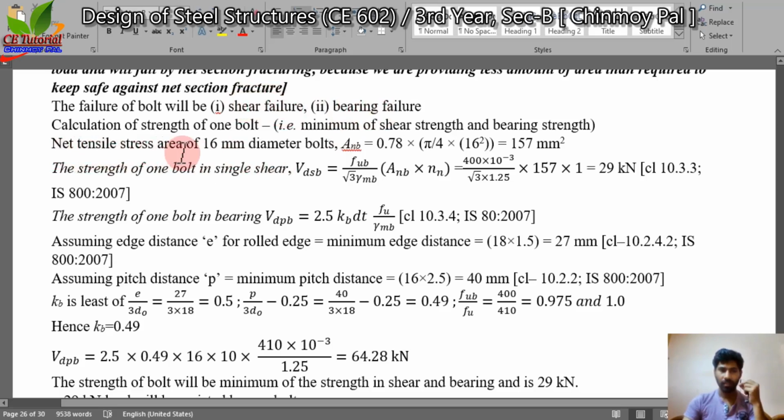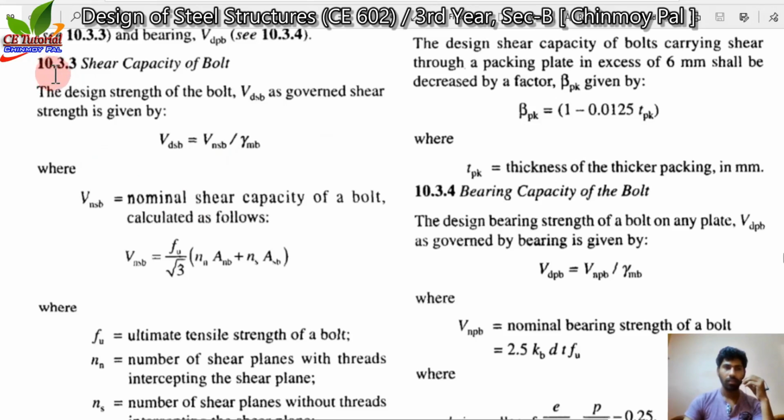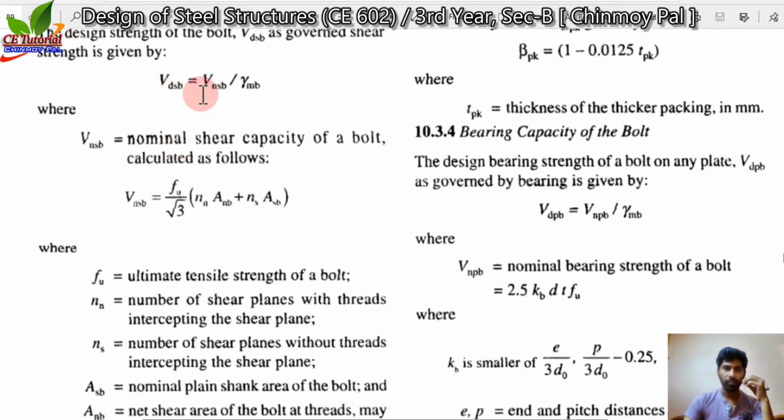So net tensile stress area of 16 mm diameter bolt is 0.78 into diameter of bolt squared, which is equal to 157 mm square. The strength of one bolt in single shear equals FUB by root 3 gamma mb into AN B into NN. This formula is provided in clause 10.3.3 of IS 800. This is clause 10.3.3, and you can see V DSB is equal to VNSB by gamma mb.